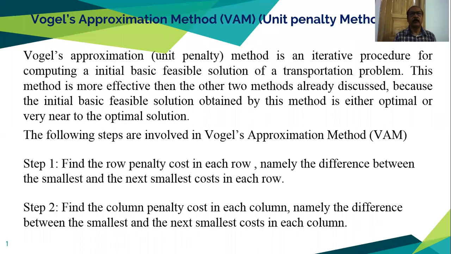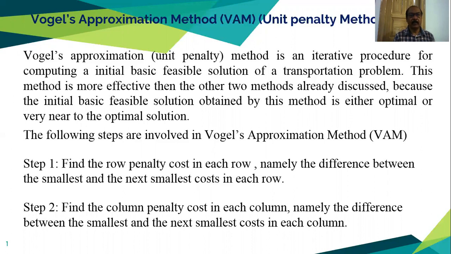Now we learn how to find the initial feasible solution of a transportation problem by using the Vogel approximation method. Vogel approximation method, in short VAM, is also known as the unit penalty method. It is known as the unit penalty method because we find the penalty for each row and the column penalty, then we decide the cell for allocation. That's why it is known as the unit penalty method.